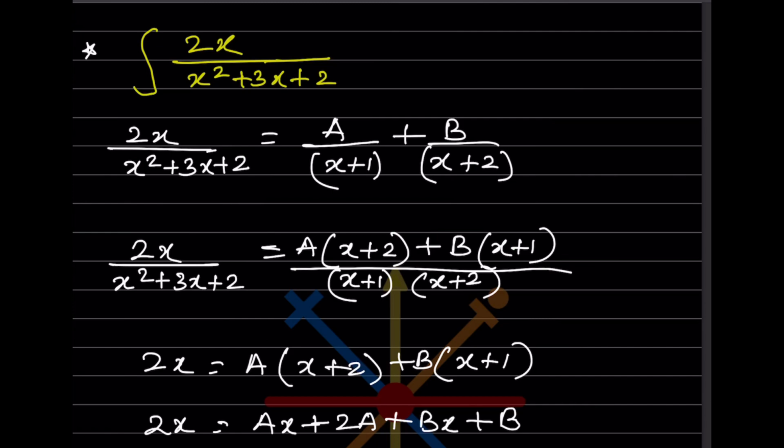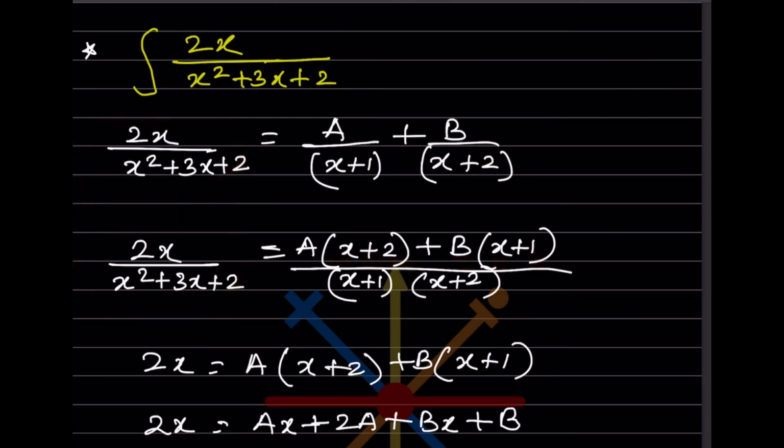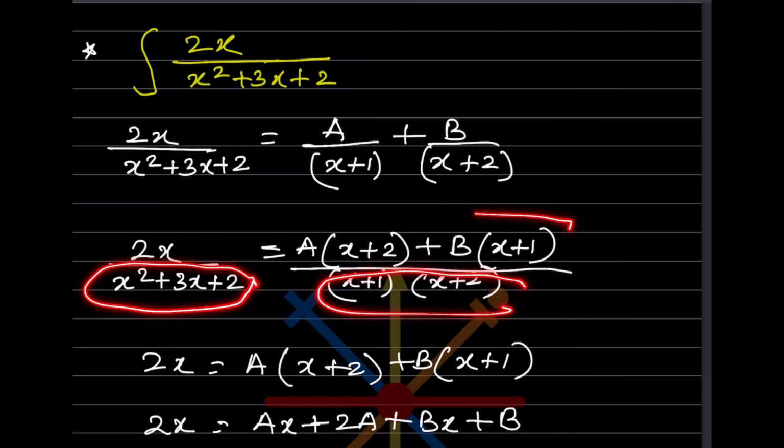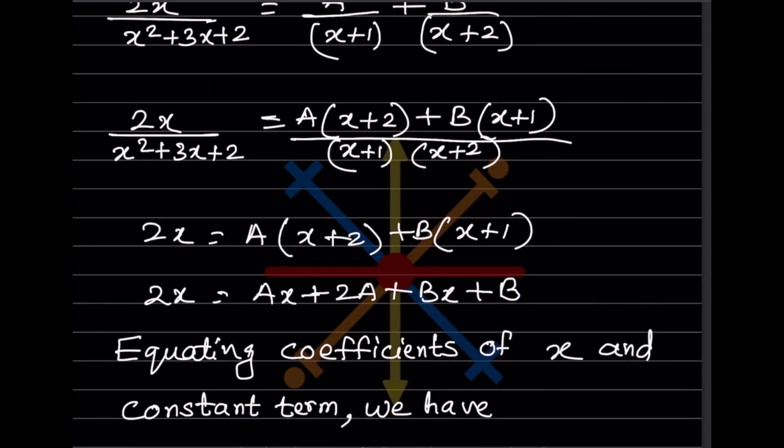So now let us take the LCM of this one. Here it will be x times x plus 2 and x plus 1. When you multiply this, that will be a into x plus 2 plus b into x plus 1. This part is going to be the same, so we are not going to repeat it. This is the same as this one. So now we are just going to look at the numerator. The numerator is written over here, and then we are going to expand that one.